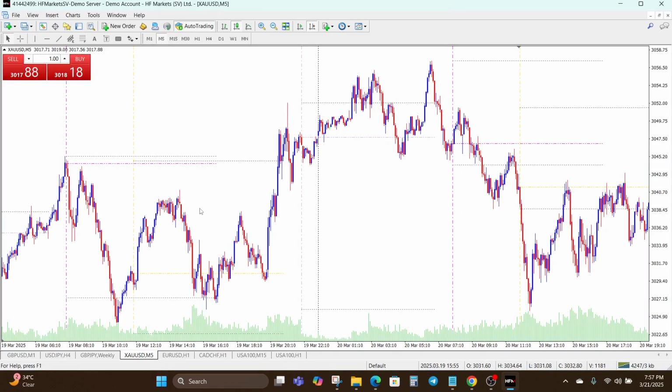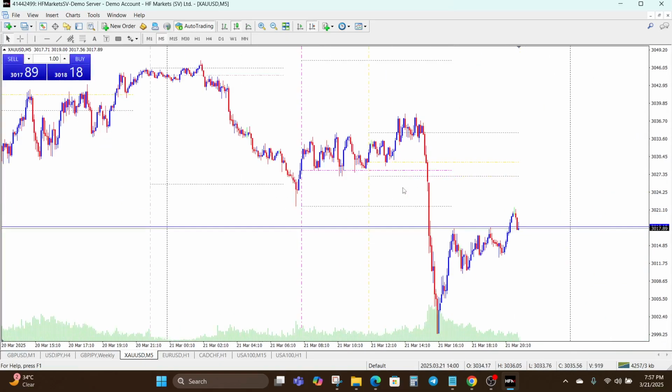Okay, so it highlights the opening price of the current session, the high and the low of the previous session. That is the reason why you can see these horizontal lines as well. So it highlights the opening price of the current session, the high and low of the previous session, and even future session projections. Each Forex trading session has unique characteristics.